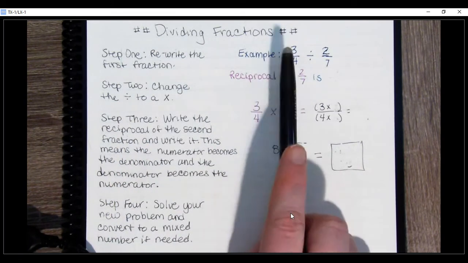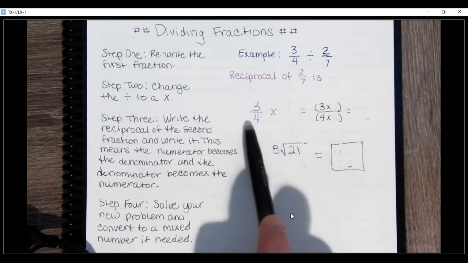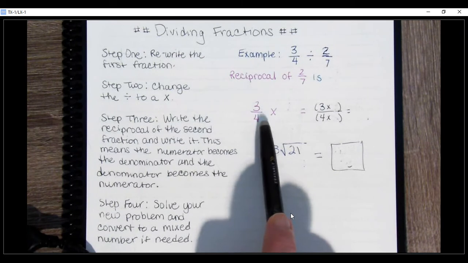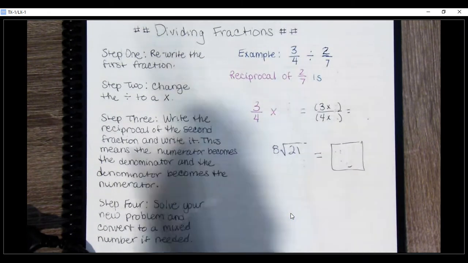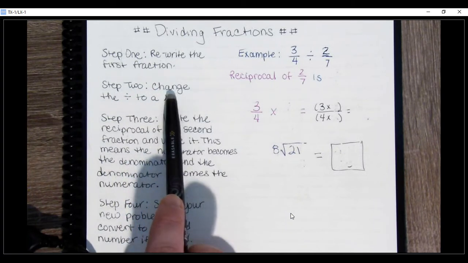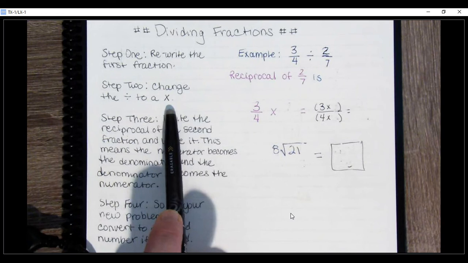Here's my example problem, 3/4 divided by 2/7. Okay, so I rewrote my 3/4. So that first fraction does not change. We keep that exactly the same. Yay! Then we can do step 2, which is change the division to a multiplication sign.